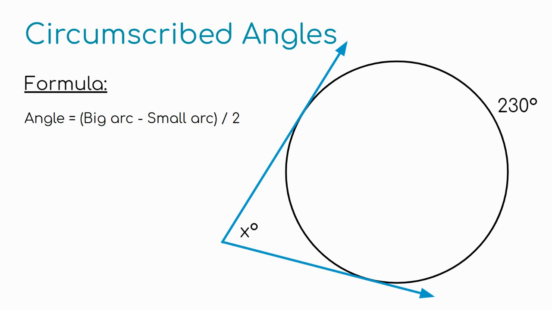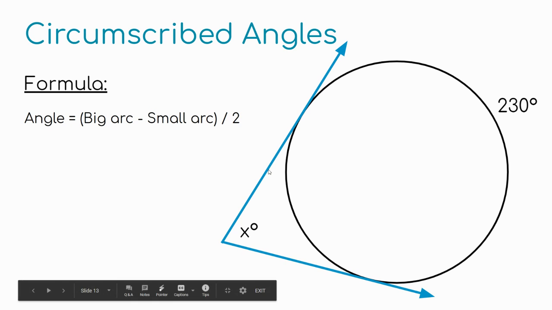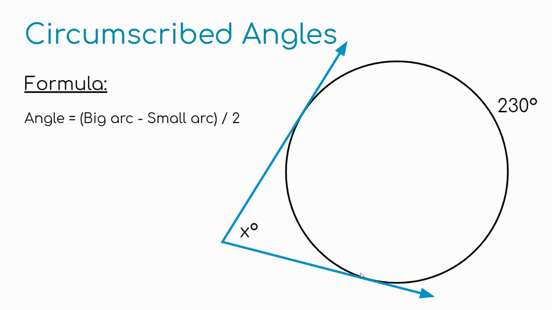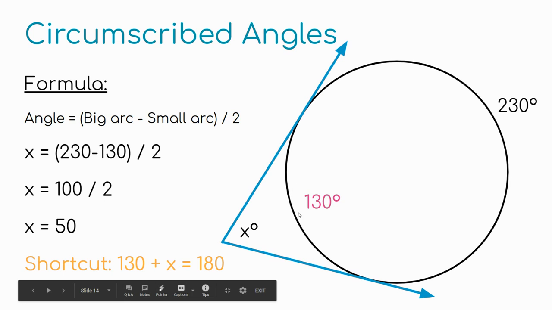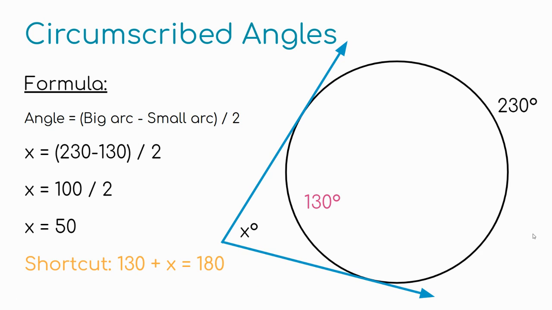And then the last one we learned was circumscribed angles. Remember, these are made from two tangents. They use the same formula as secant, secant, big arc minus small arc divided by 2. So one thing you want to notice here is I have my big arc is 230, but I don't know what my small arc is. The trick with circumscribed angles is that our two arcs add up to a full circle. So to find our small arc, we want to do 360, because that's a whole circle, minus 230. So we know that our missing arc is going to be 130 degrees. Then we plug it into our formula. 230 minus 130 divided by 2 is 100 divided by 2, which is 50.